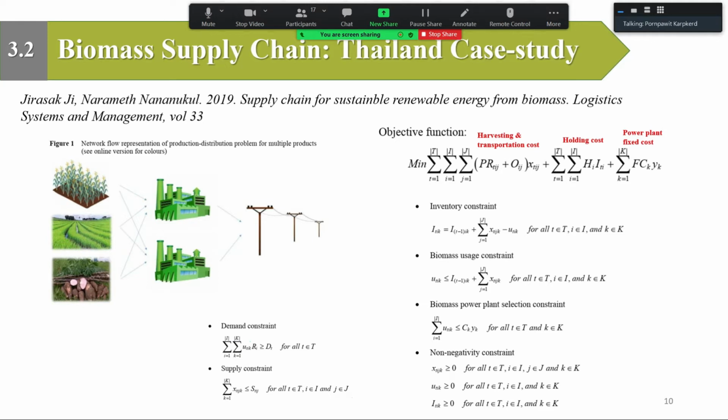And here is another paper, which is a study about bioenergy supply chain optimization in Thailand. Their objective function is to minimize the total cost in the supply chain, which consists of the harvesting and transportation cost, the holding cost, which is the same as the inventory cost, and the fixed cost of the power plant. The constraints are the inventory constraint, the biomass usage constraint, the plant selection constraint, the demand constraint, and the supply constraint.